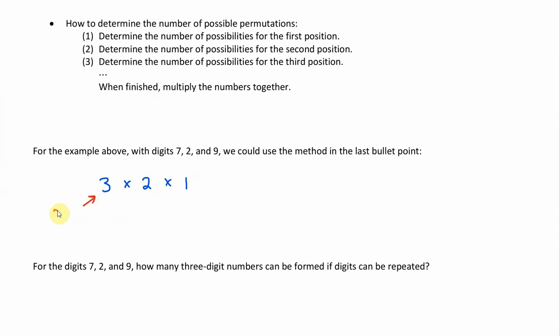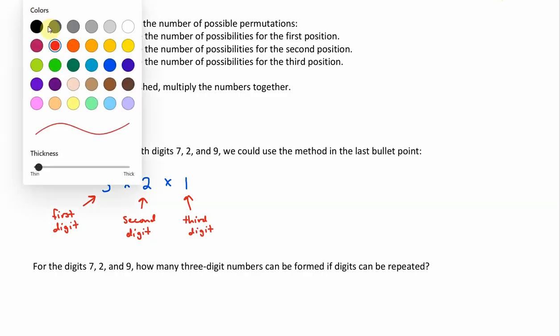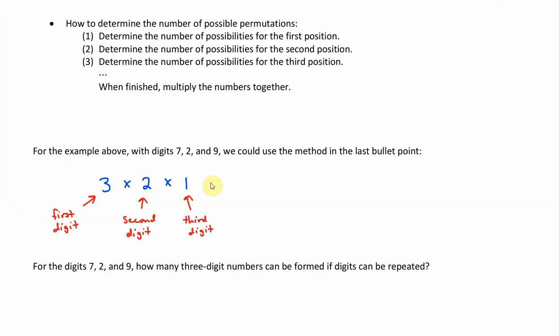So that's for the first digit. The 2 is for the second. And then if 2 have already been used, then you only have 1 left for the third digit. So what we're ending up with is 6, right? 3 times 2 times 1. So that is what you get here.